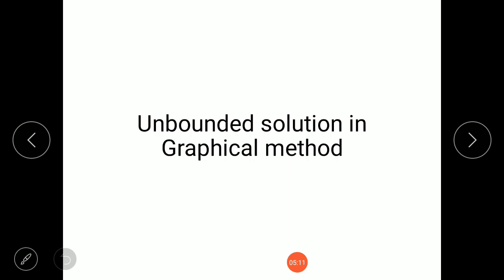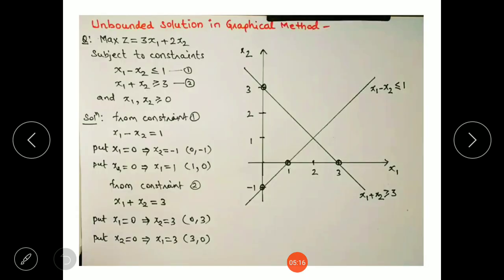The next case is unbounded solution in the graphical method. So in unbounded solution, let's take a numerical.